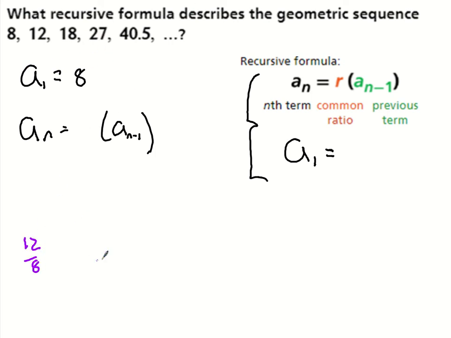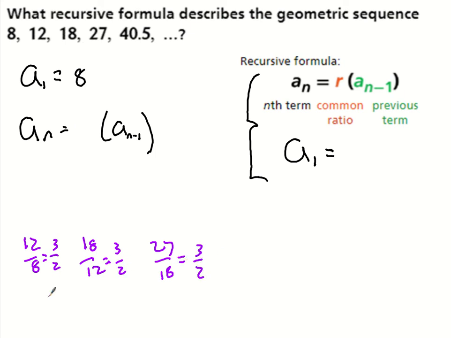So that would be 12/8. I could have done 18/12. I could have done 27/18. All of these should simplify to the exact same value. If I divide these by 4, I get 3/2. If I divide these by 6, I get 3/2. If I reduce this by 9, I get 3/2.